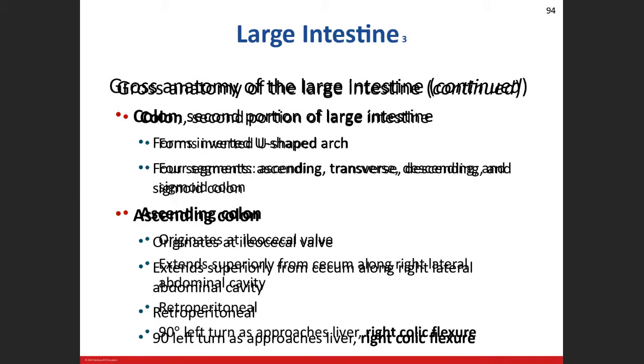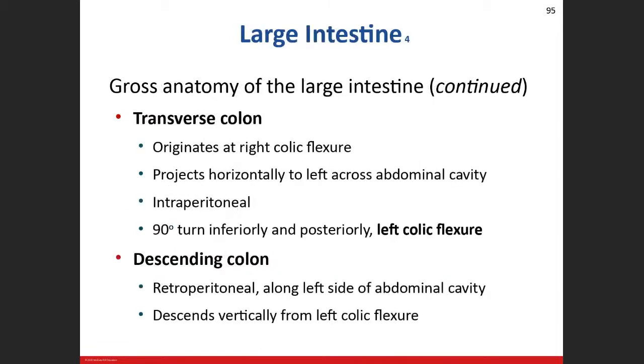Then it runs across. Then it traverses from the right side of your body to the left side of your body. We call that the transverse colon. The transverse colon is intraperitoneal. It is within the peritoneum. It travels to the left side, where it takes another 90-degree turn, known as the left colic flexure or the splenic flexure because it's near the spleen. Then we move into the descending colon, another retroperitoneal structure.